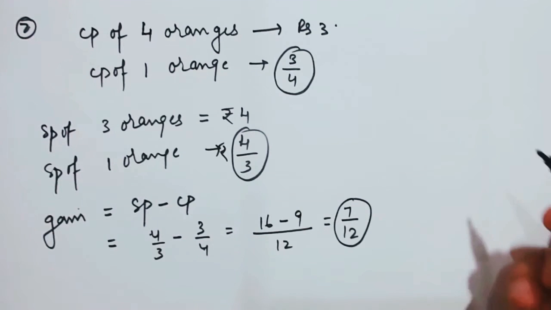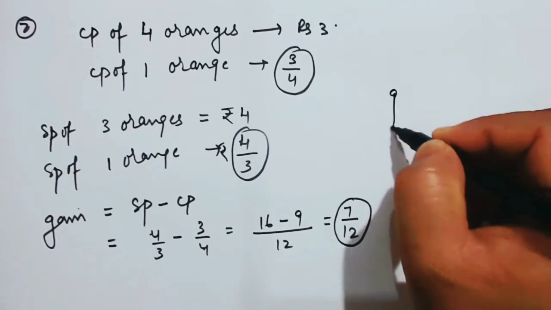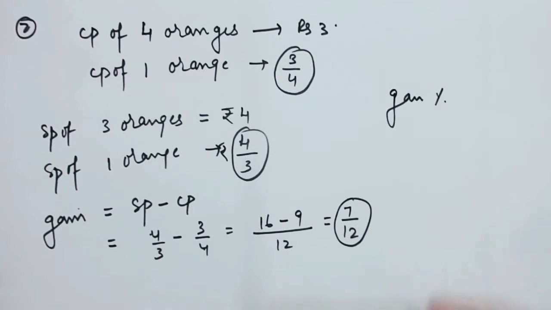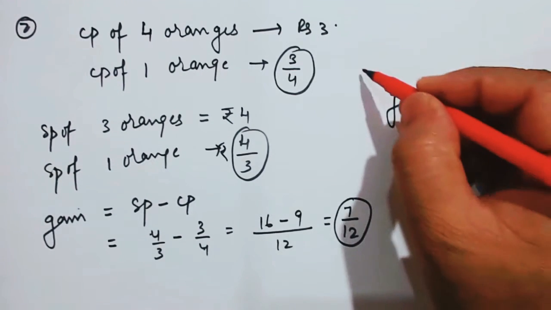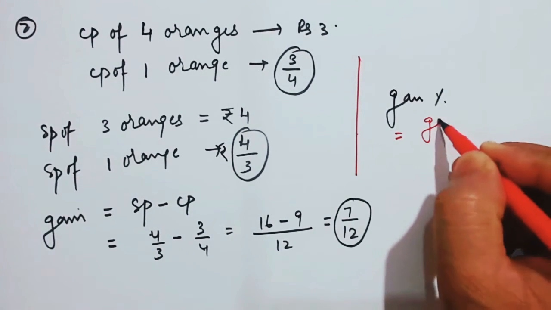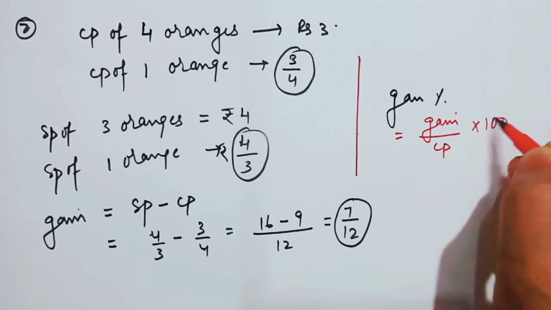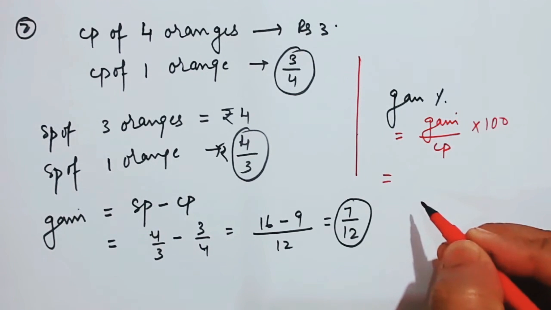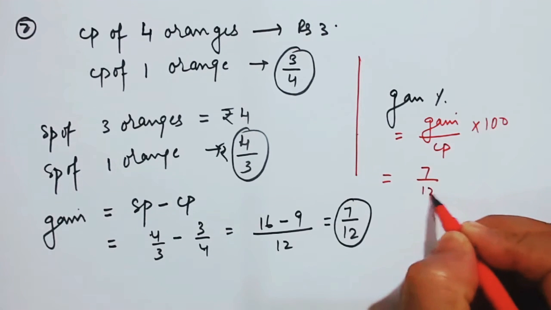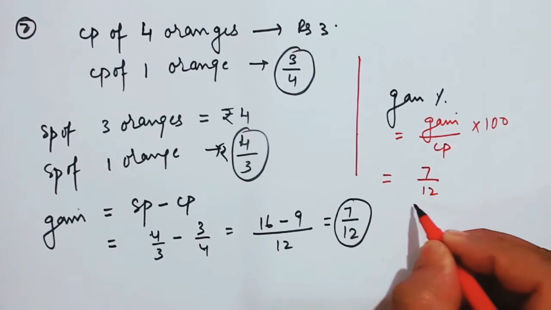But what are they asking? They are asking profit percent, gain or profit percent. So gain percent, the next level. Gain percent is equal to how much? Gain by cost price into 100. So gain is how much? 7 by 12. Cost price is how much? 3 by 4.